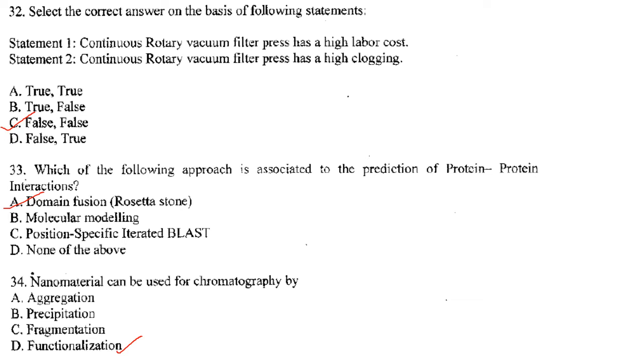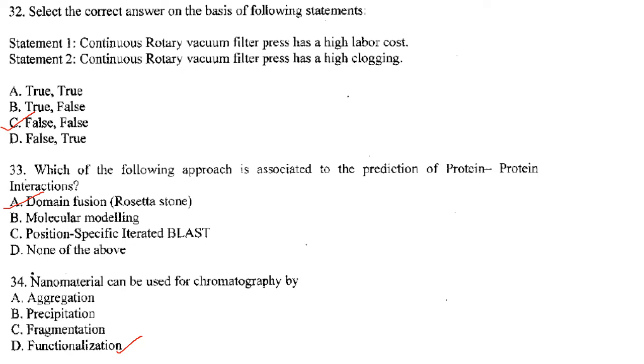Select the correct answer on the basis of the following statements. Continuous rotary vacuum filter press has high labor cost. Continuous rotary vacuum filter press has high clogging. So the main process in rotary vacuum drum filter is continuous filtration, whereby solids are separated from liquids through a filter medium by a vacuum, and it is low cost and no clogging. So here both the statements are false. So answer is option C.